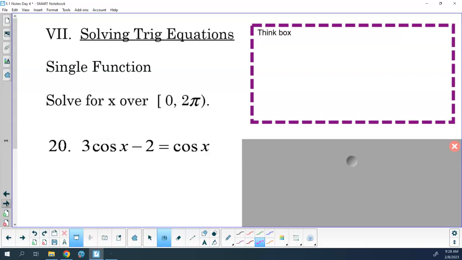If I'm looking at this one, 3 cosine of x minus 2 equals cosine of x, what my think box is telling me is 3y minus 2 equals y. The trig function is your variable.